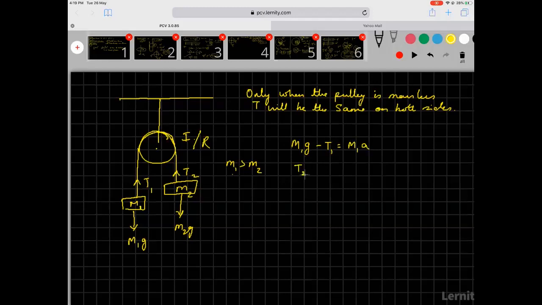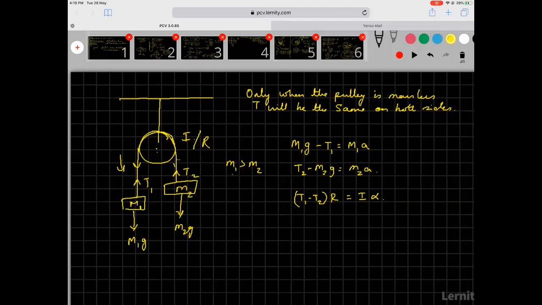Second one, T2 minus M2G is equal to M2A for this mass. For the pulley, I can say T1 minus T2 times R. You see this tension is trying to roll it in this direction. This tension is going to try to roll it in the opposite direction. So the net will be (T1 minus T2)R is equal to I into alpha.